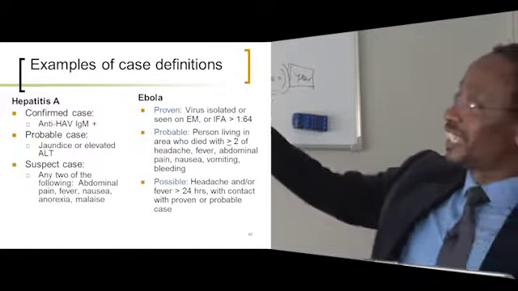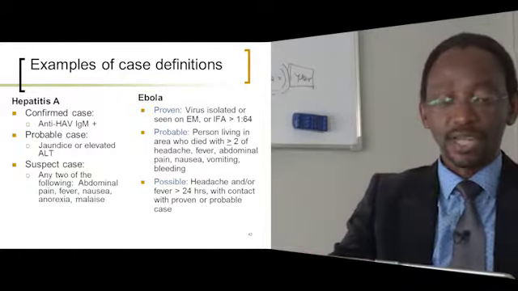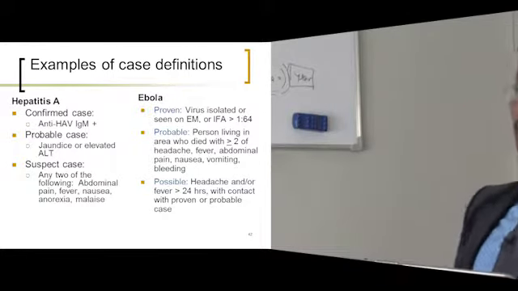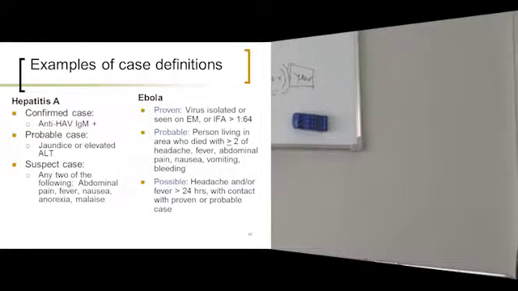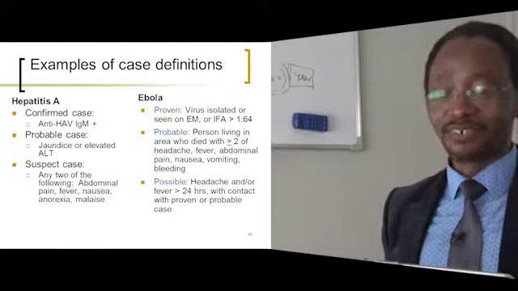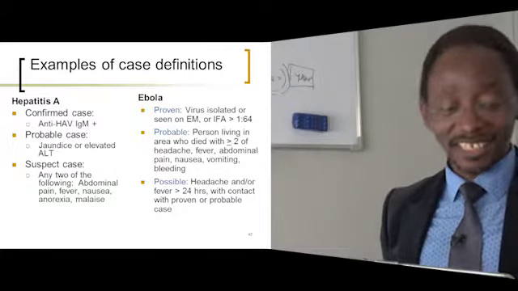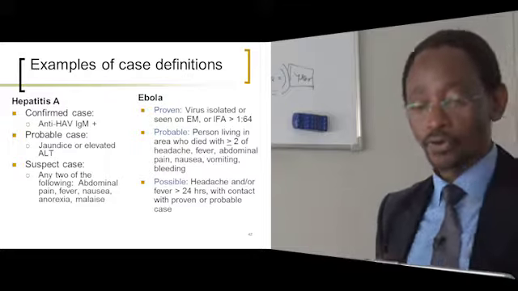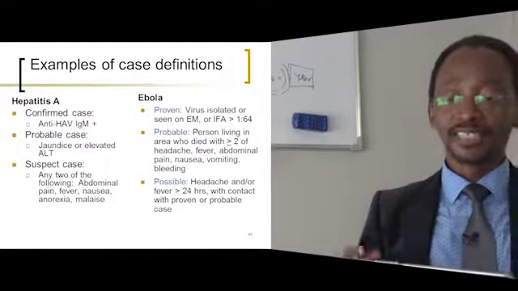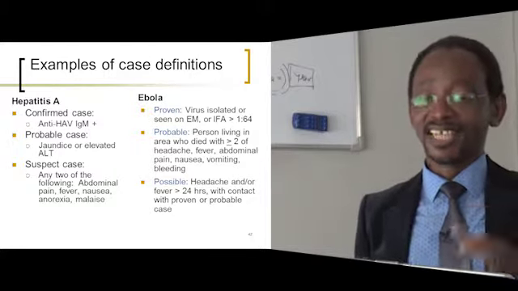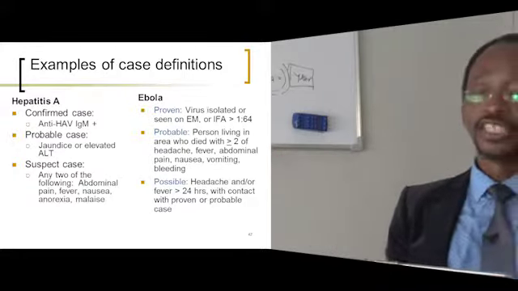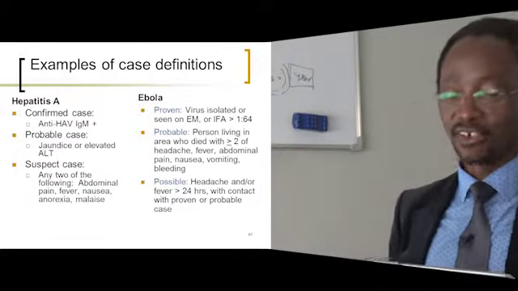So the suspected case is usually at the working level, but we may need to layer other additional information to make it more specific. Now for Ebola, we have a proven or confirmed case where you isolate the virus and you see it under an electron microscope, or you use antibody tests, what we call the immunofluorescence assay, and you detect antibodies to Ebola virus in those concentrations, 1 to 64 parts. Then that is a confirmed case.